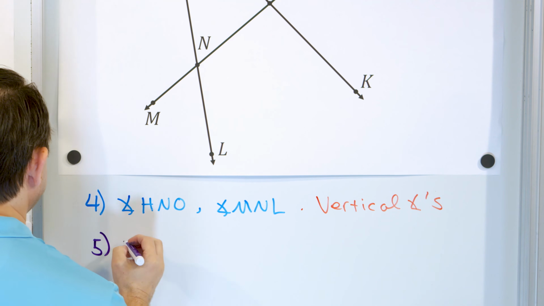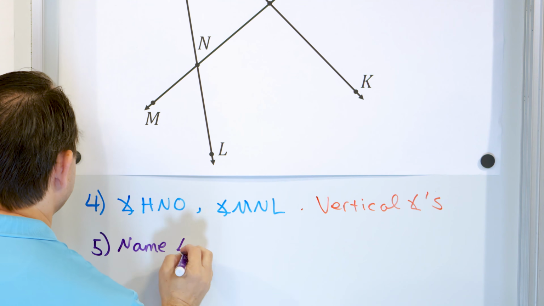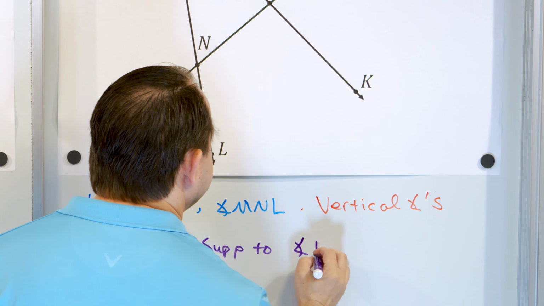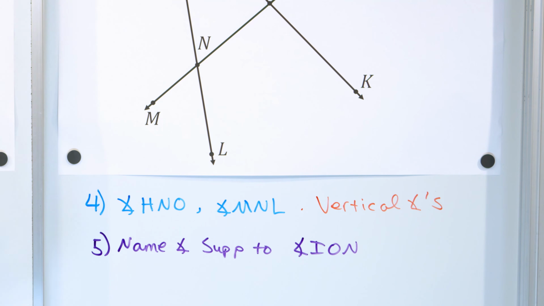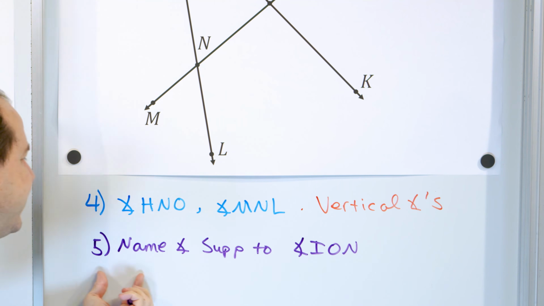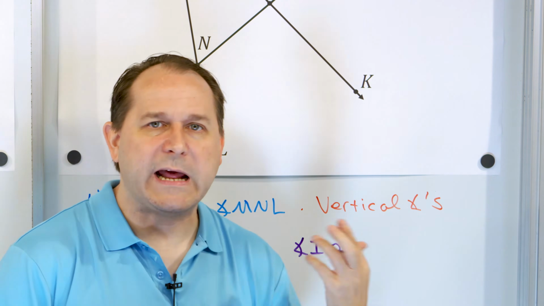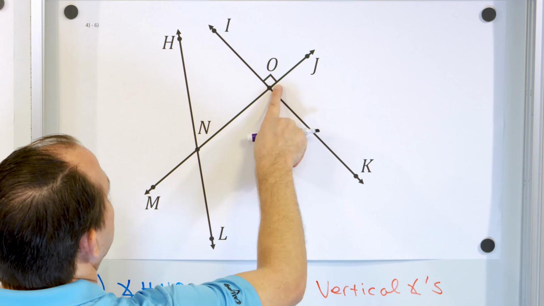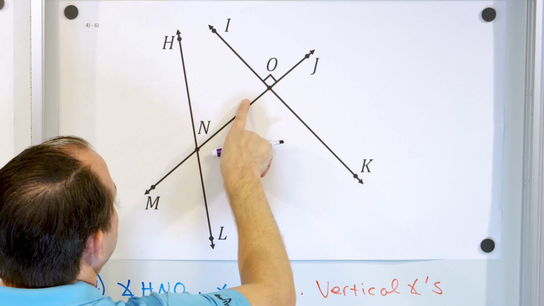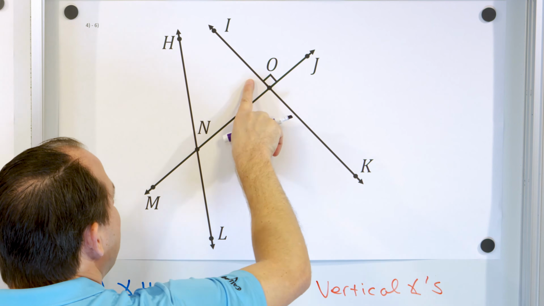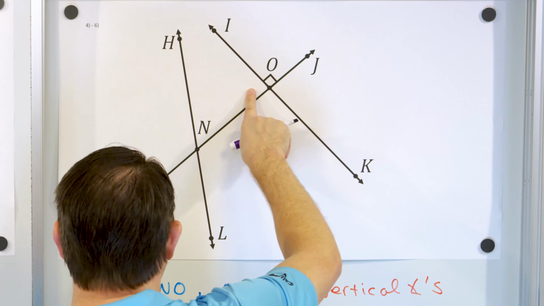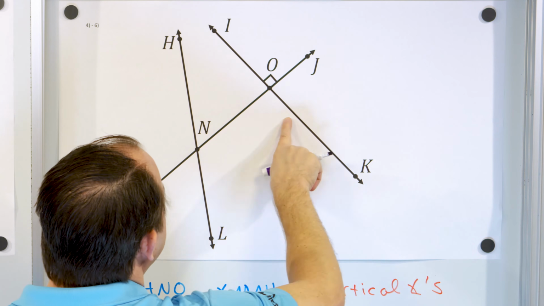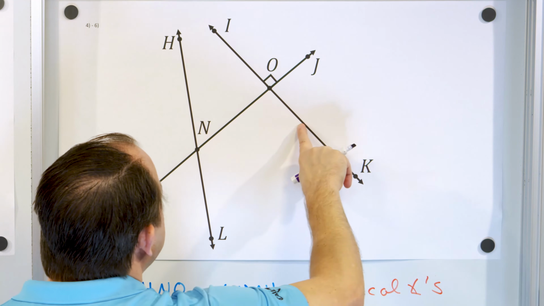So I want you to name an angle supplementary to the angle ION. That's easy to remember, ion, right? Ion from chemistry. So name an angle that's supplementary. What we're asking is, take a look at this angle, tell me an angle that when you add it to that equals 180 degrees. So let's find ION, which is this angle right here. What would add to this to make 180, right? So there could be other answers, okay? But I can see right here that this angle plus this one right here has to be 180 because all the way across is 180 degrees.